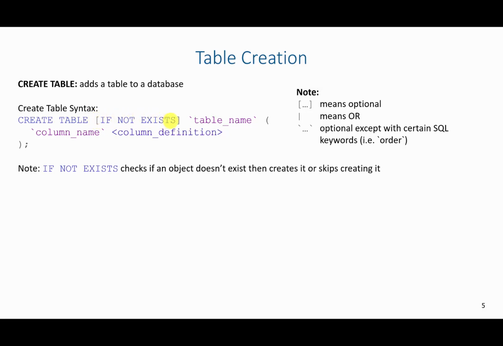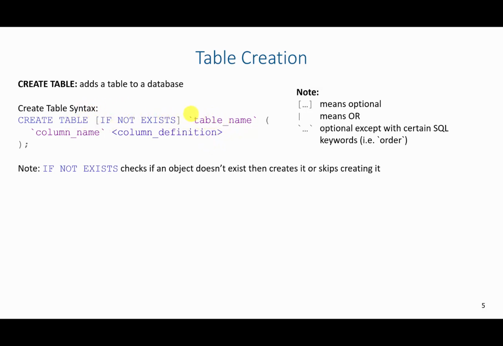But basically what if not exists is going to do is check to see if the name of the table that we provided already exists in the database. If it does, it will skip over this query and move to the next query. If it doesn't exist, it will go ahead and create that table. So we're going to say create table if not exists, the name of the table.